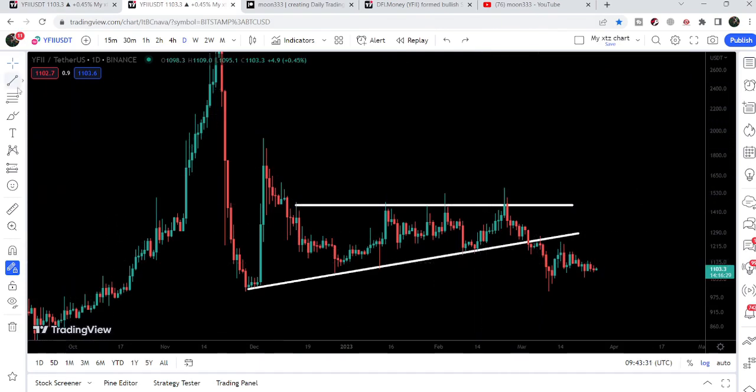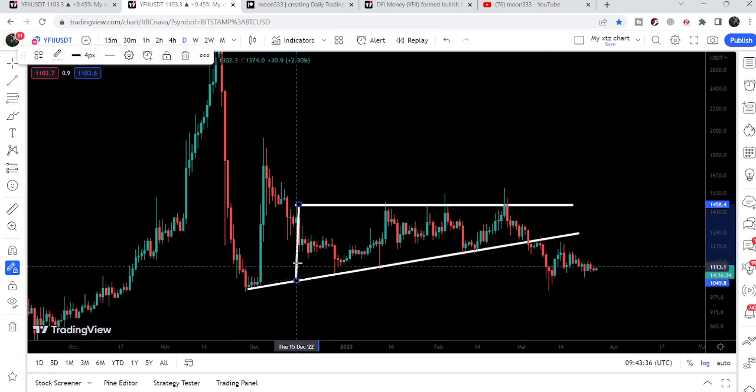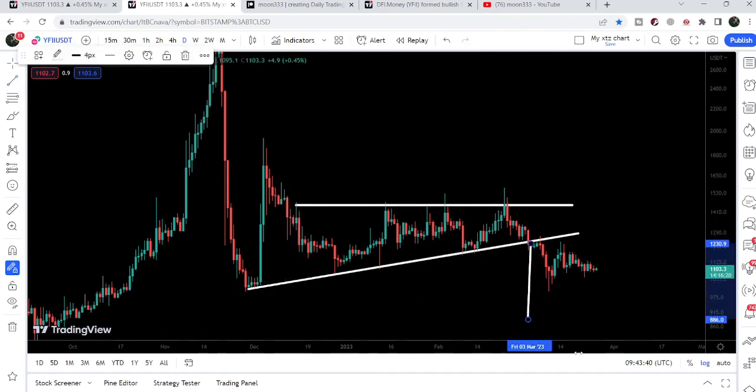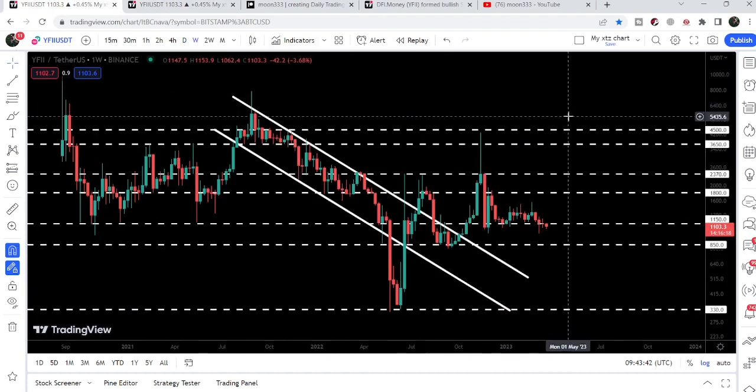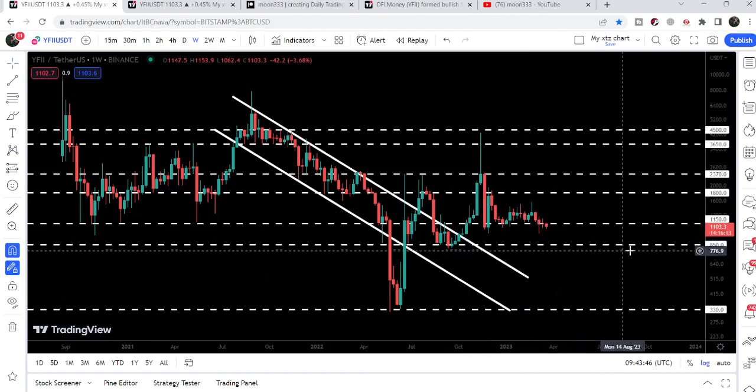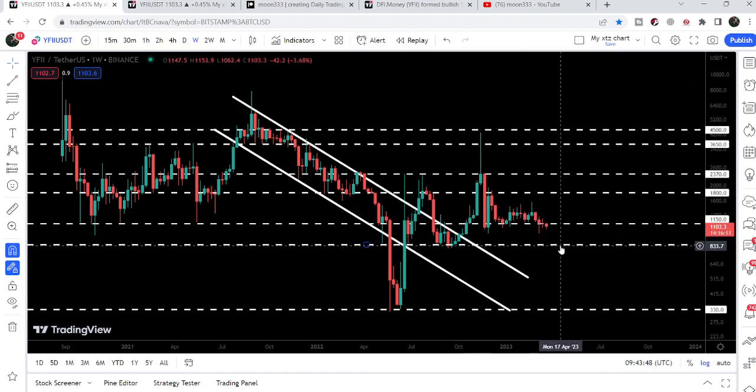And after the breakout from this triangle, the target for this breakdown to the downside can be here, that will be approximately at $886. And in my point of view, the price line can even drop slightly more than that target, up to $850, to test this long-term support.